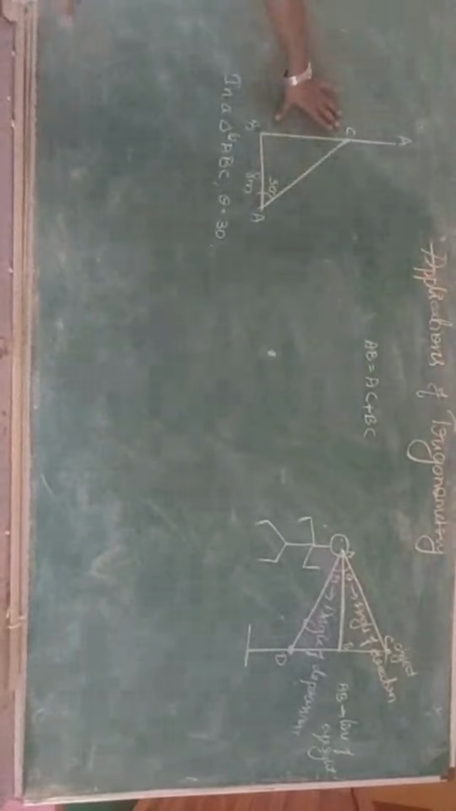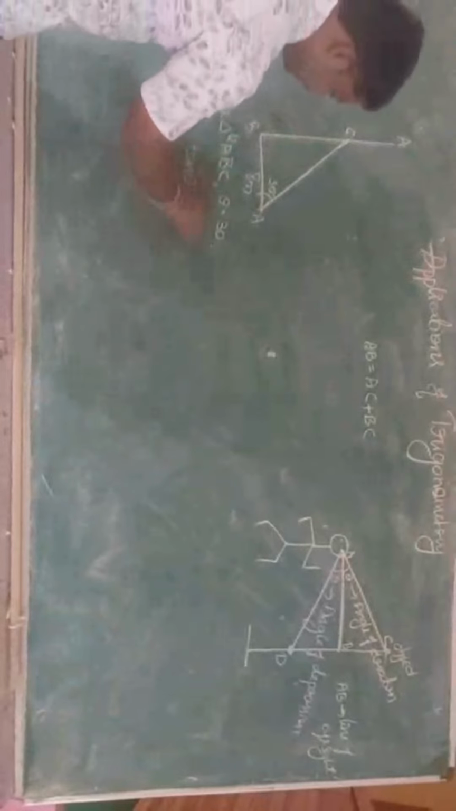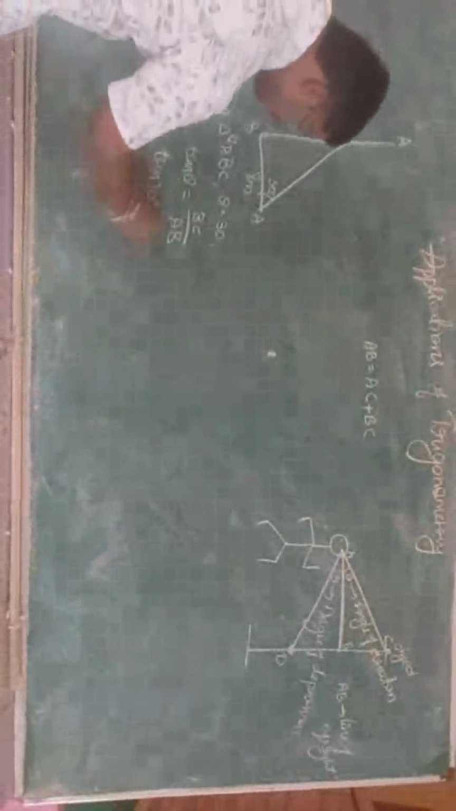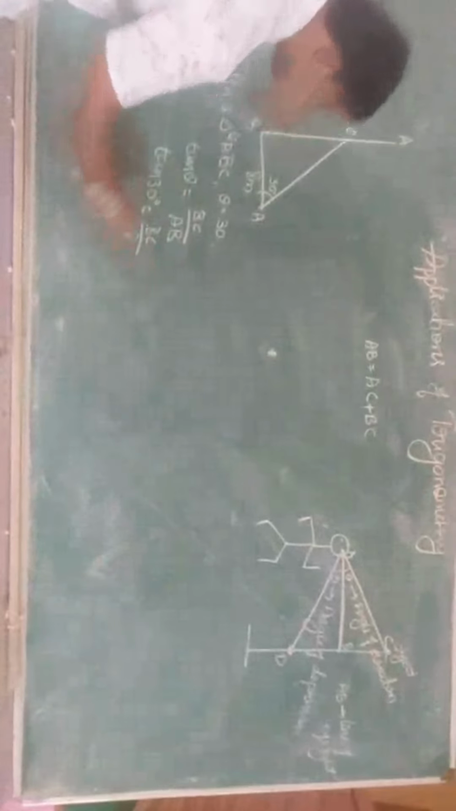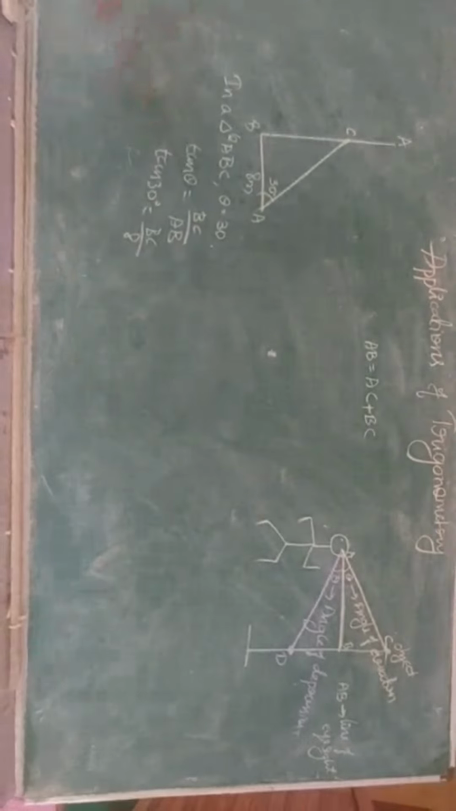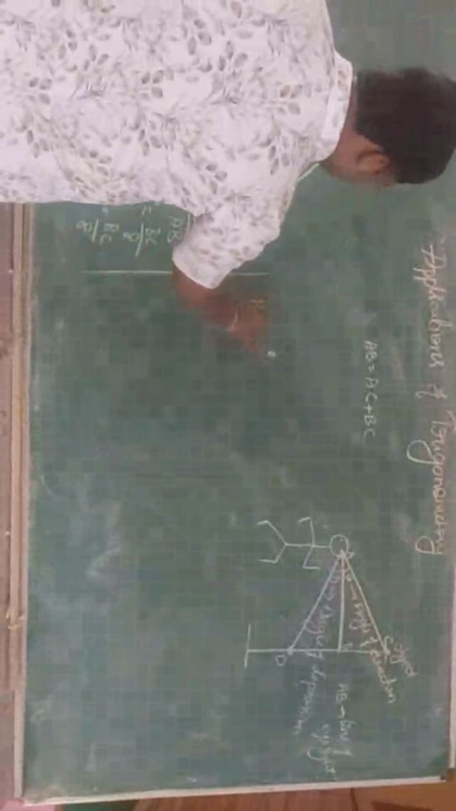So first we can take tan. Tan theta is equal to opposite upon adjacent, BC upon AB. So tan 30 degrees is equal to BC, which we don't know, divided by AB, which is 8. Tan 30 is 1 upon root 3. So 1 upon root 3 is equal to BC upon 8. Cross multiplication, BC is equal to 8 upon root 3.